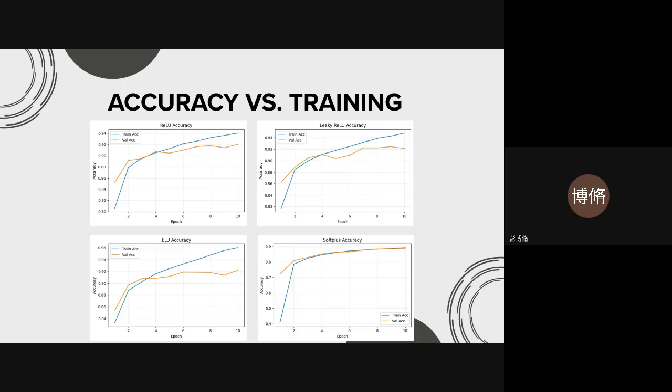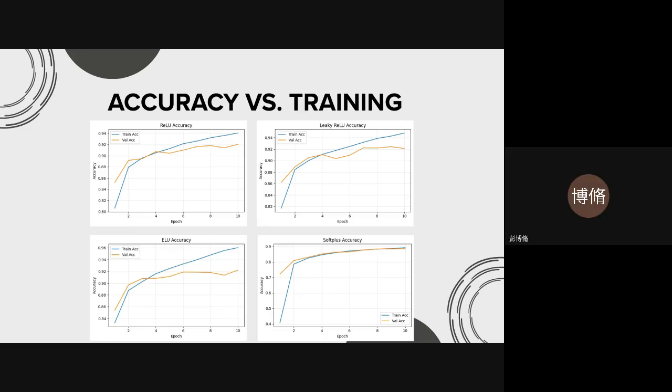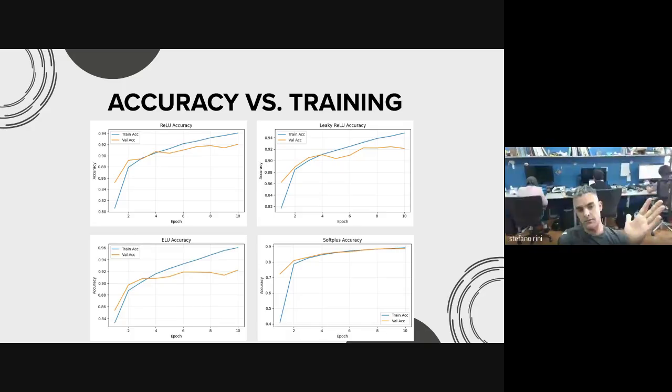Oh, it's nice, right? Let me ask you a question. Big question, okay? In all these curves, at the beginning of training, the validation accuracy is higher than the training accuracy. How do you explain that? Epoch 0, Epoch 1. Validation is higher than train. How is it possible?